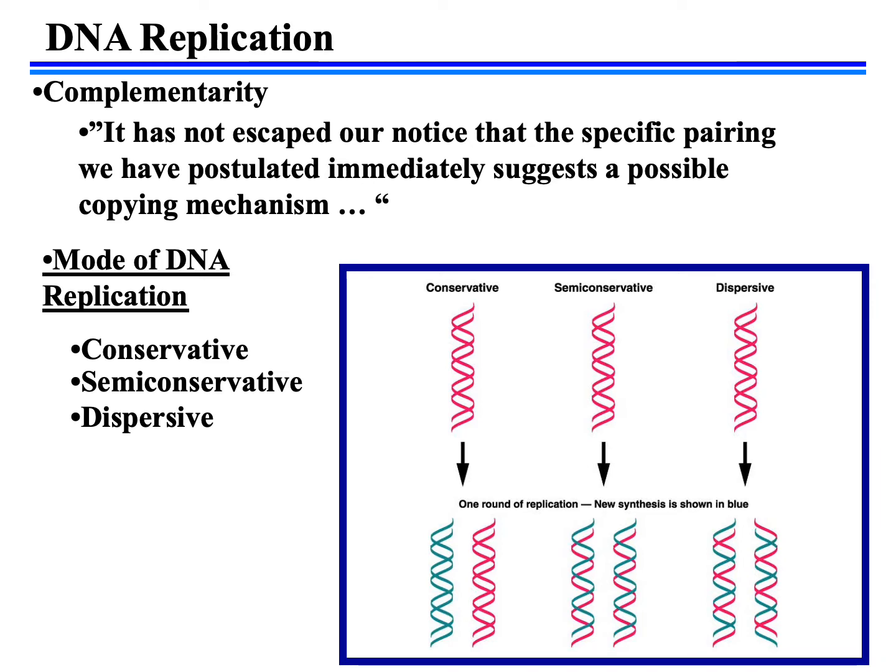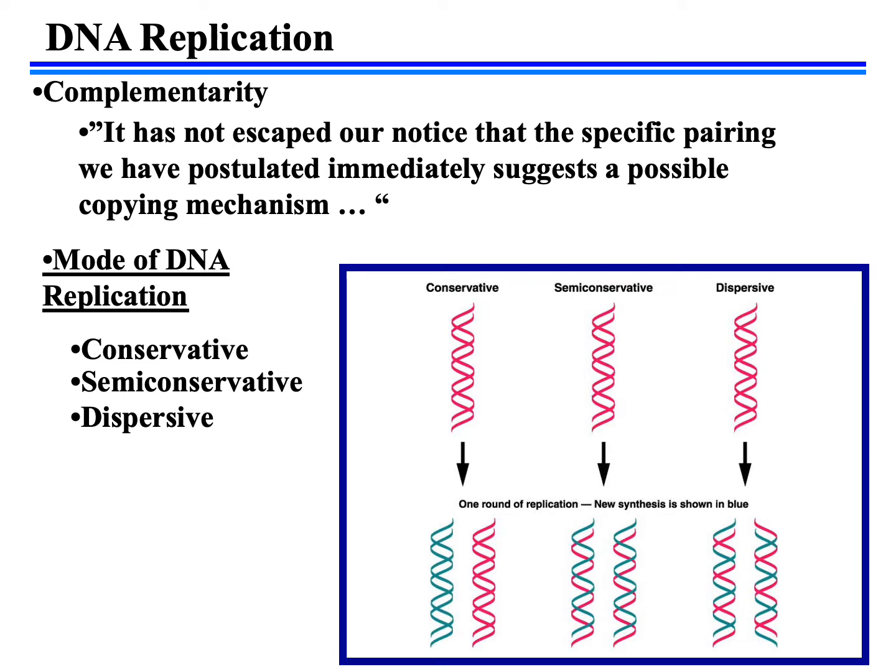So at this point in time, there were different models or modes of replication that were proposed by different groups of scientists. One model for how DNA replication occurs is referred to as the conservative model. In the conservative model, yes, the two strands do have to separate, but somehow the newly synthesized DNA and the old original DNA remain together.